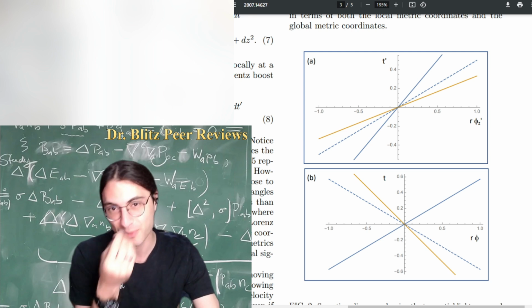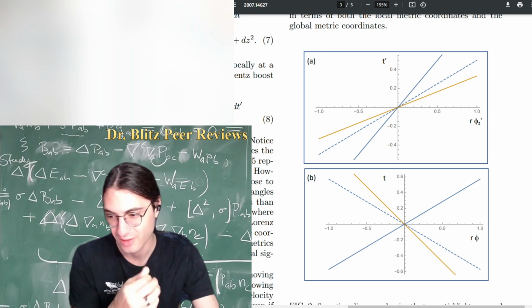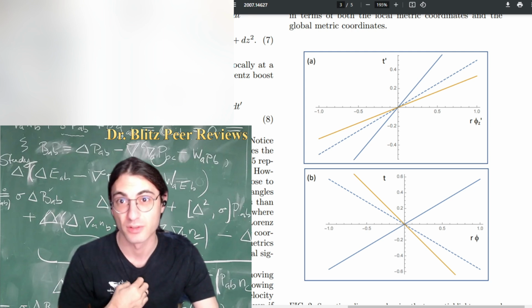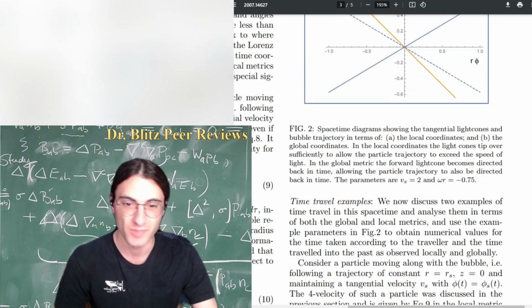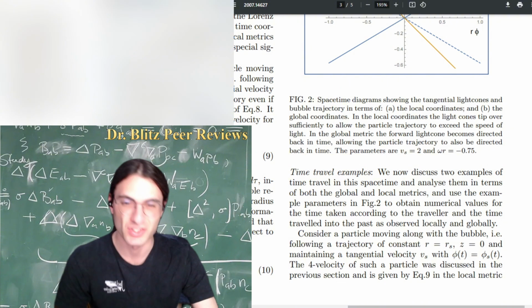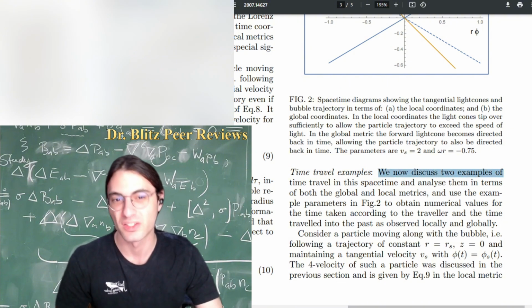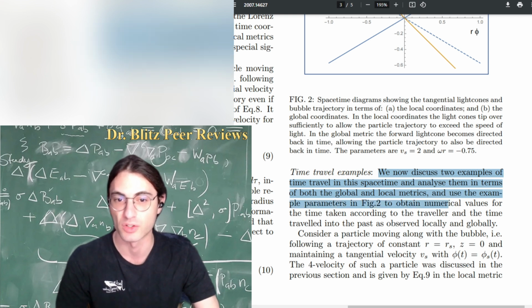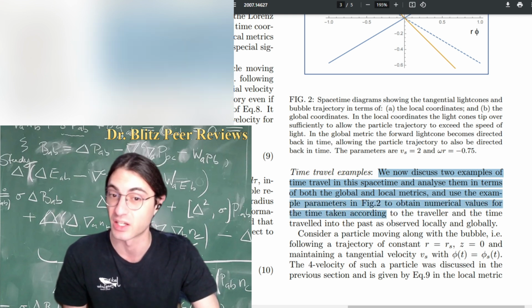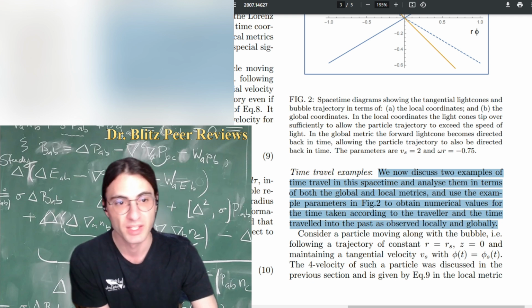So with respect to somebody on the ground, not on the moving platform, you can move backwards in time. And that's very, very strange. So they're going to give us some examples. Let's work these out. So we now discuss two examples of time travel in this spacetime and analyze them in terms of both the global and local metrics, and use the example parameters in figure 2 to obtain numerical values for the time taken according to the traveler and the time traveled into the past as observed locally and globally.